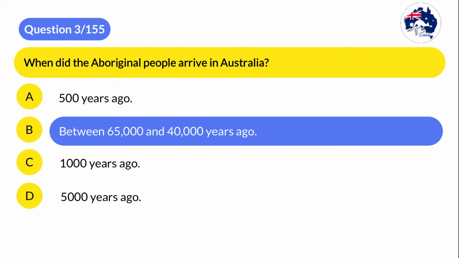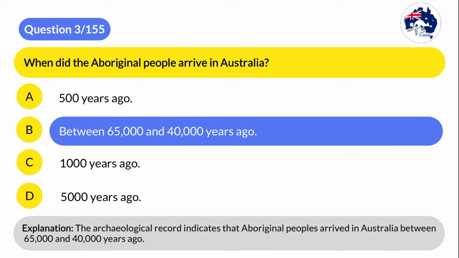Between 65,000 and 40,000 years ago. Explanation: The archaeological record indicates that Aboriginal peoples arrived in Australia between 65,000 and 40,000 years ago.